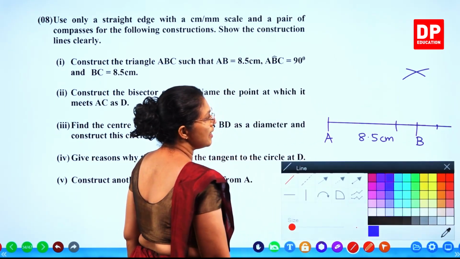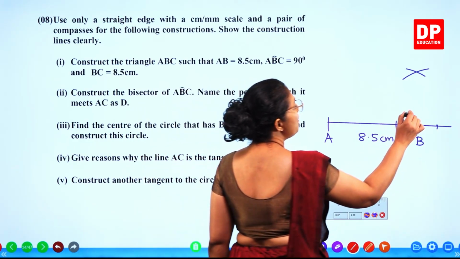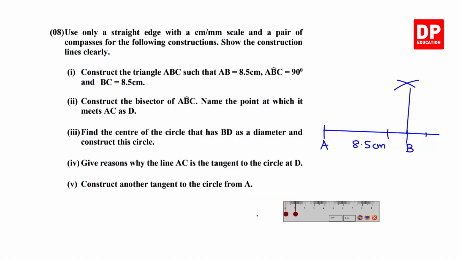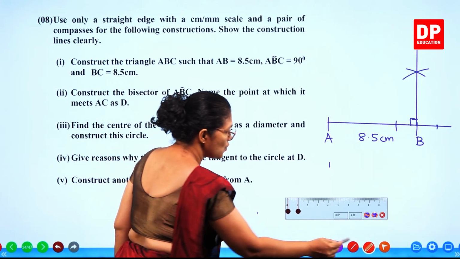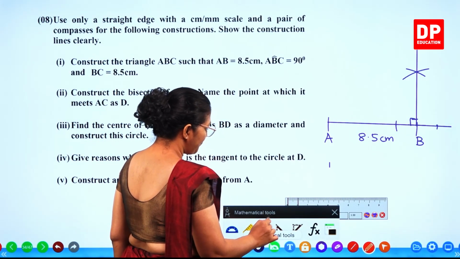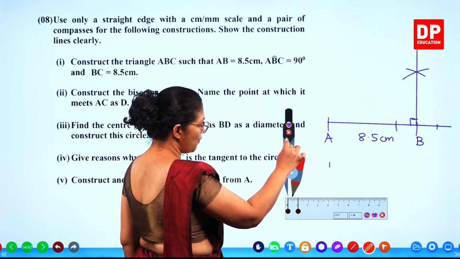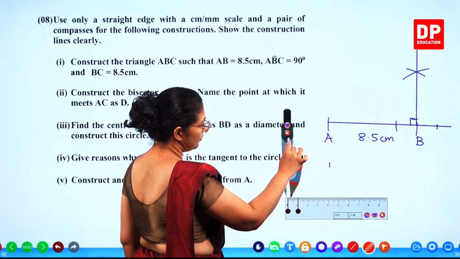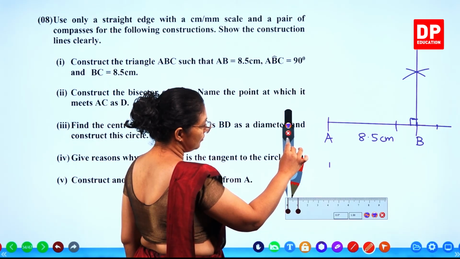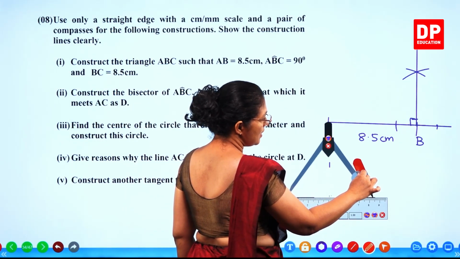Then you take the ruler and connect the B point and that intersection point. So that means this is the 90-degree angle we constructed. Then again you need BC as 8.5 centimeters. So you take the compass again and 8.5 centimeters.